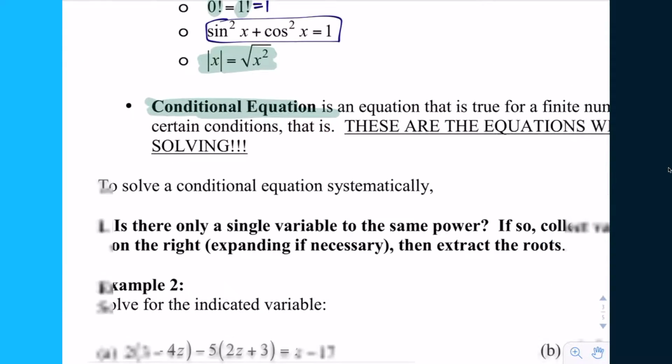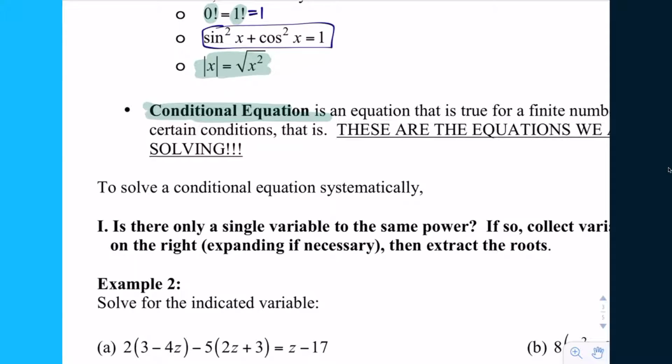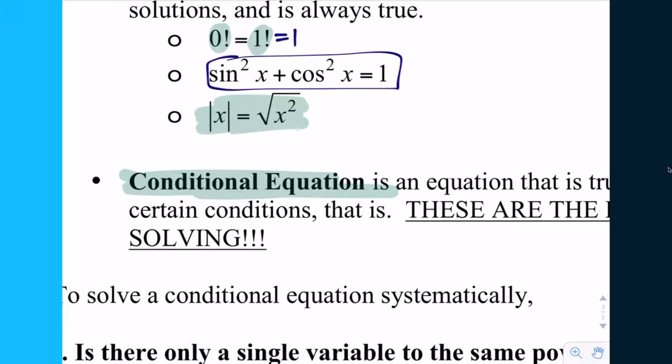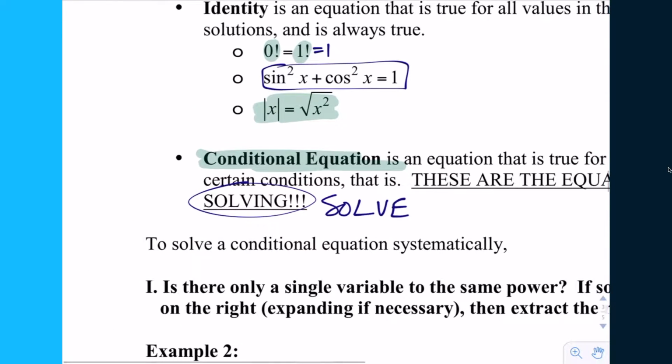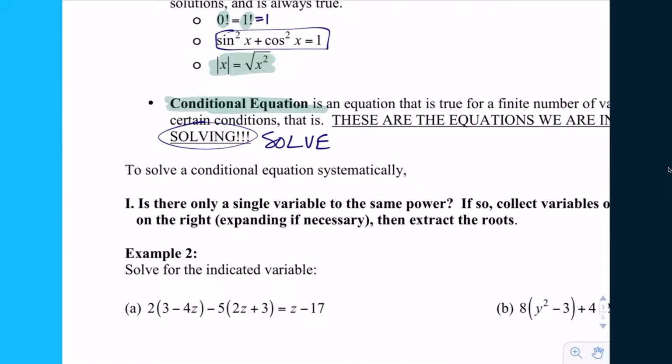Now, the last type of equation are the ones we're interested in. They're called conditional equations. And as the name implies, they are equations that are only true in certain conditions or for certain values of x. And so what do we do with conditional equations? We seek out the optimal conditions, or we solve. We solve. Okay? We solve. So let's go ahead and read.